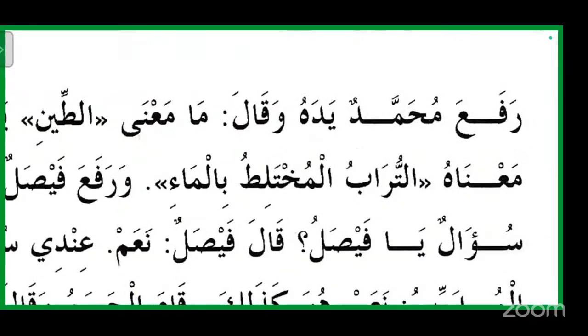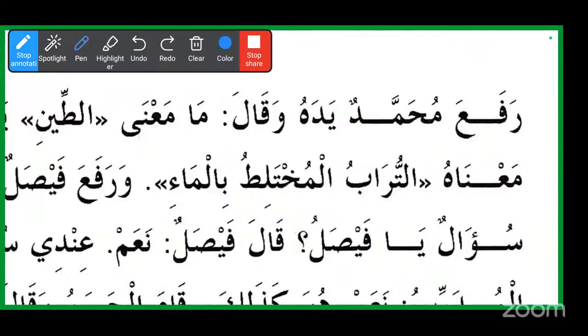رفع محمد. رفع, he raised. Who raised? Muhammad raised. Yadahu, what did he raise? His hand. Yadahu, his hand. Yadaha, her hand. Right? So, Rafa'a Muhammadun yadahu. Muhammad raised his hand. Waqal, and he said, Ma ma'na tin.